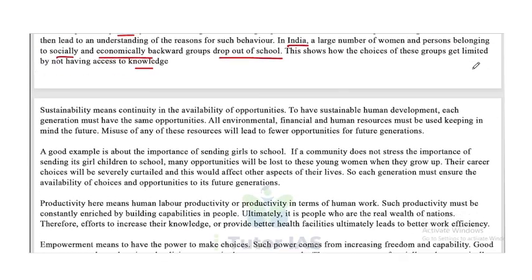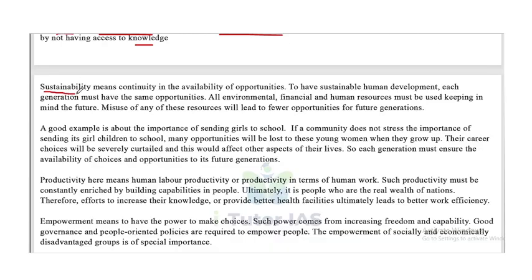The second one is sustainability. Sustainability means continuity in the availability of opportunities. To have sustainable human development, each generation must have the same opportunities. That is, all environmental, financial and human resources must be used keeping the future in mind. Misuse of any of these resources will lead to fewer opportunities for the future generation. That's why we focus on sustainable development. We should keep something for our future generations.